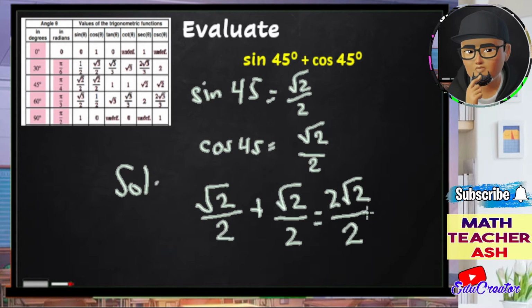Now, the question is, is this the final answer? My dear math learners, this is not yet the final answer because as we can see, we have our 2 here and we also have our 2 here. This can be simplified by canceling them out and you only have square root of 2 as your final answer. Easy, right? So I hope you got that one, my dear math learners. And if you don't, or if you consider this as confusion, do not hesitate to put your queries in our comment section below.